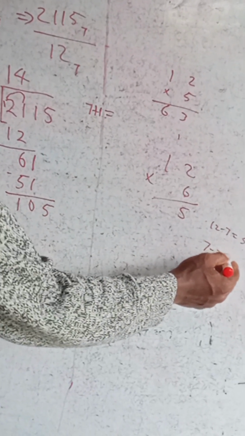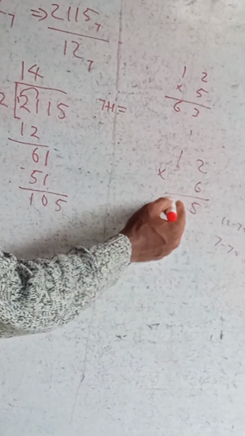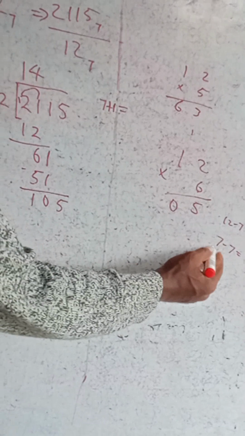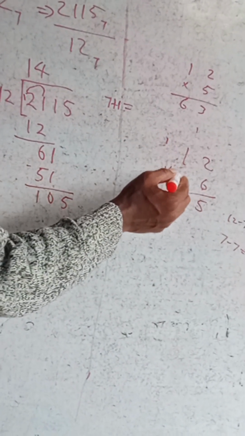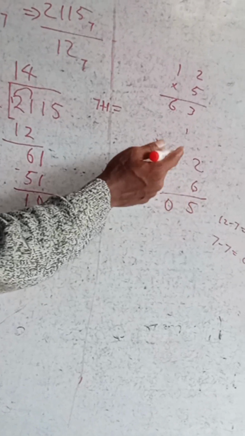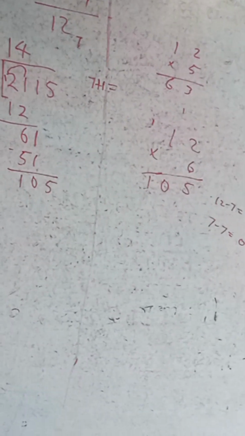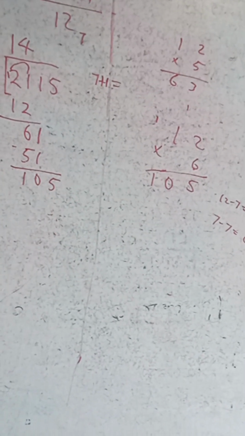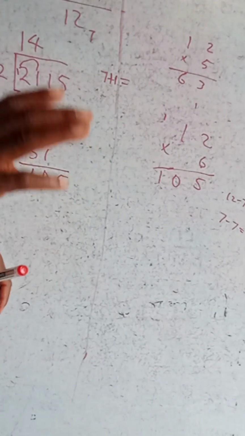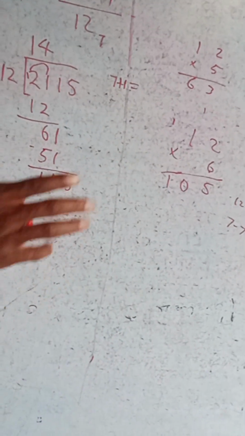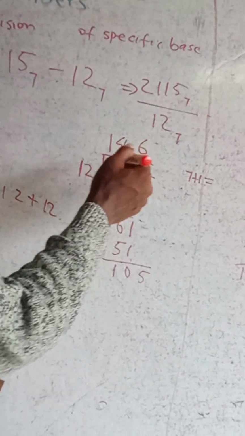So we say 7 minus 7, which is what? 0. 0 is less than 7, so we can write 0. And because we subtracted, we raise 1. Since there is nothing to multiply again, we bring down this 1. So it means that we have an exact number. 12 will go into 105 under base 7 6 times. Do you understand? So we are going to write 6.